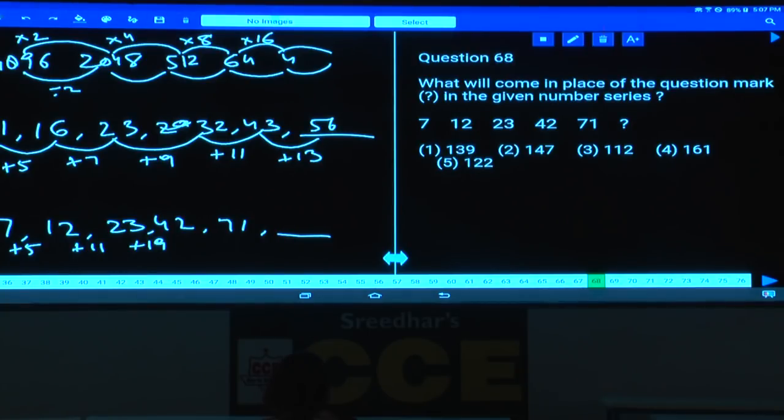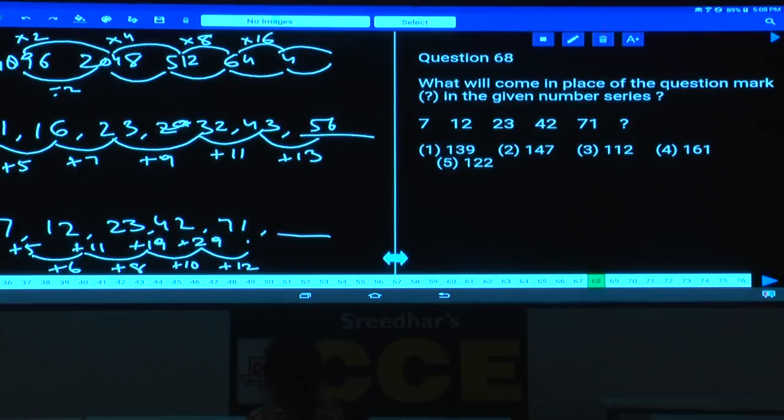And the next difference between 42 and 71 is 29. Then 5 and 11, what is the difference here? 6. 11 and 19, what is the difference here? 11 plus how much is 19? Plus 8. 19 and 29, the difference is 10. 6, 8 and 10 are even numbers. The next even number after 10 is 12.